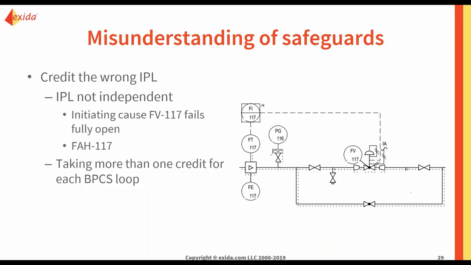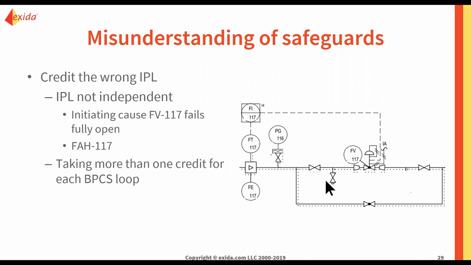And other than these design problems, there are also faults placed on the facilitator who had a misunderstanding of safeguards. For example, they would credit the wrong IPL. They did not think about IPLs as being independent. For example, we're considering right here, there's an FV. There's an initiating cause that the FV might fail in a way that it fully opens. And if you take the FAH right here, the high flow alarm, then it is not valid. It's a wrong IPL, because this particular controller can fail and drive this FV open. So any alarm that's related to this particular controller is not going to help, because it is not independent, because it's dependent on the cause.